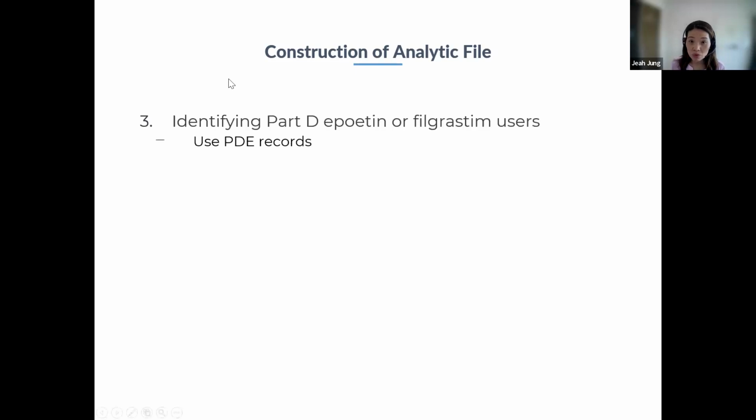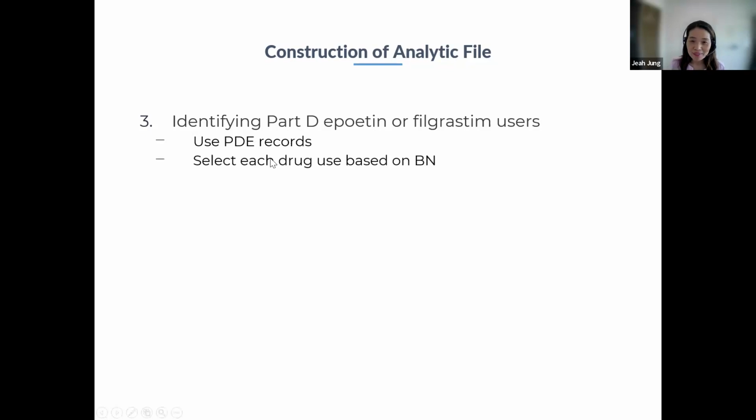So we are going to use the PDE records to identify those who used epoetin and filgrastim in Part D. How do we identify? What variable should we use to identify these users? NDCs and HCPCS code. HCPCS code is not an NDC code. We are still in Part D space. Yes, product service ID, if you have an NDC code, right? Okay, so I didn't have NDC code.